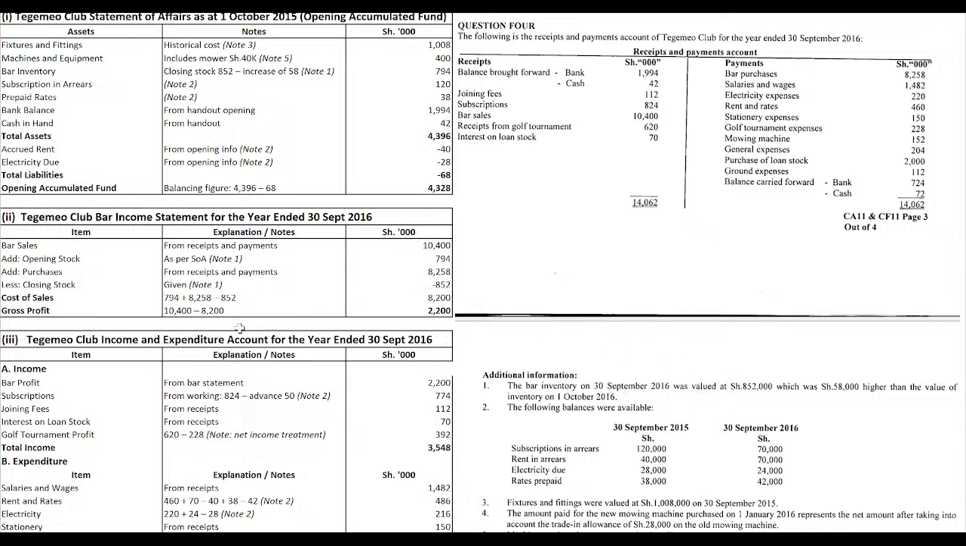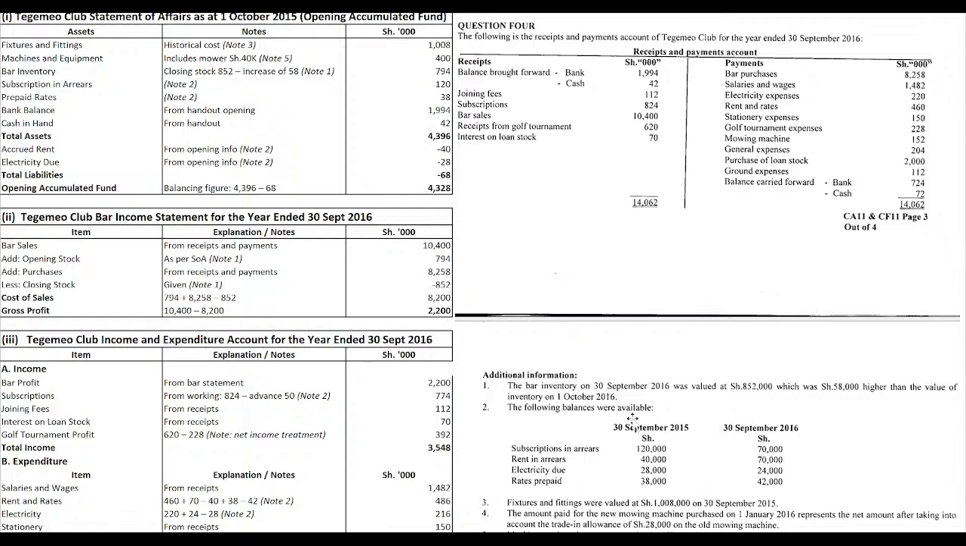So our total cost of sale will be 8200. So when we subtract the bar sales, we get 2200 as our gross profit. So that is our bar income statement. So that is what we are supposed to do. So you can see that creating the statement of affairs first is helping us in calculating the bar income, and also will help us in our financial positions.